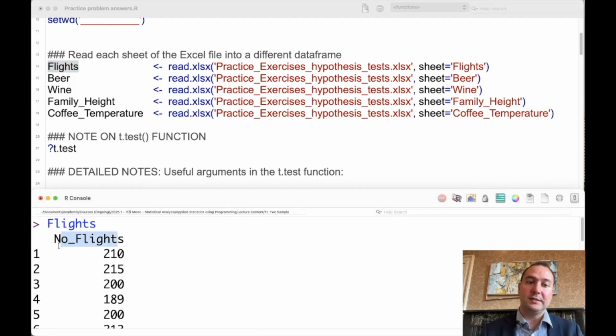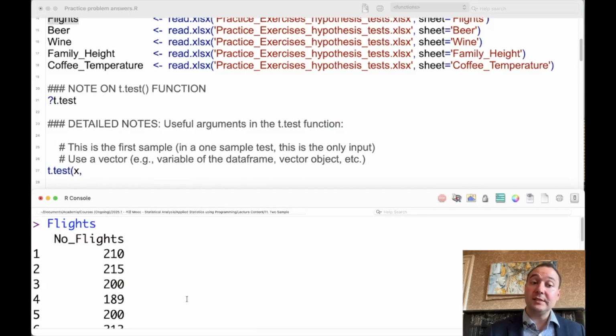Number of flights, and presumably this is each hour. So 1 hour, 2 hour, 3 hour. They had about 210 during 1 hour, 215. So this is the data that we have. How many samples do we have? We only have one sample here. So just by looking at the data, we know that we have to use a one sample hypothesis test.